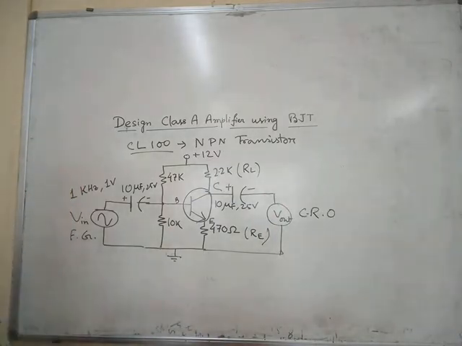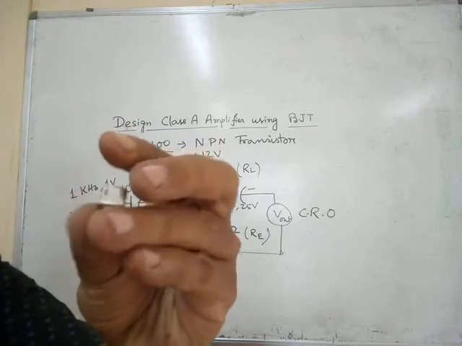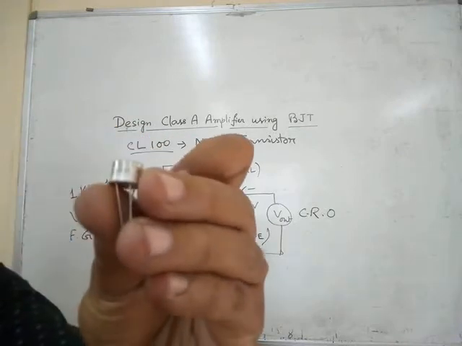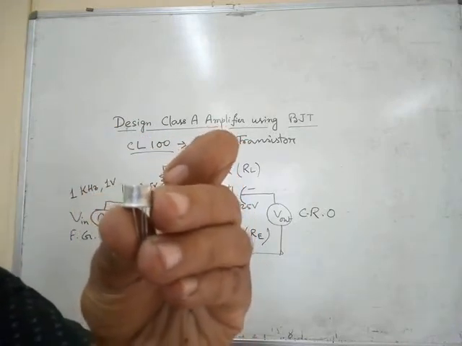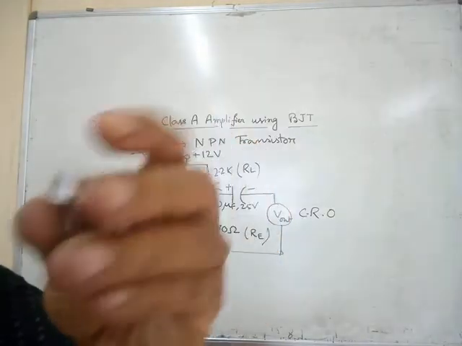I want to show the discrete components. So it is called a BJT. You can see this CL100. Okay.